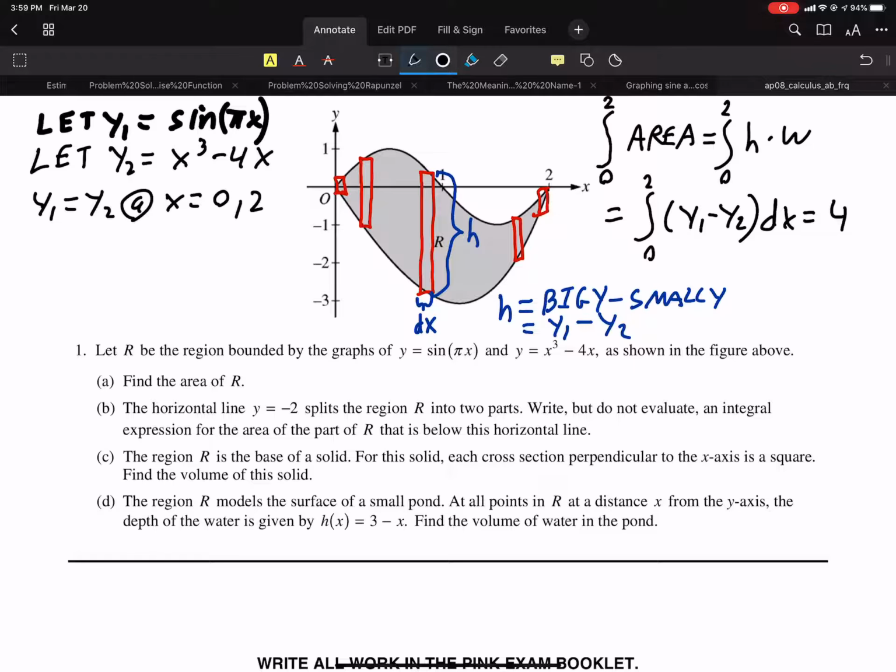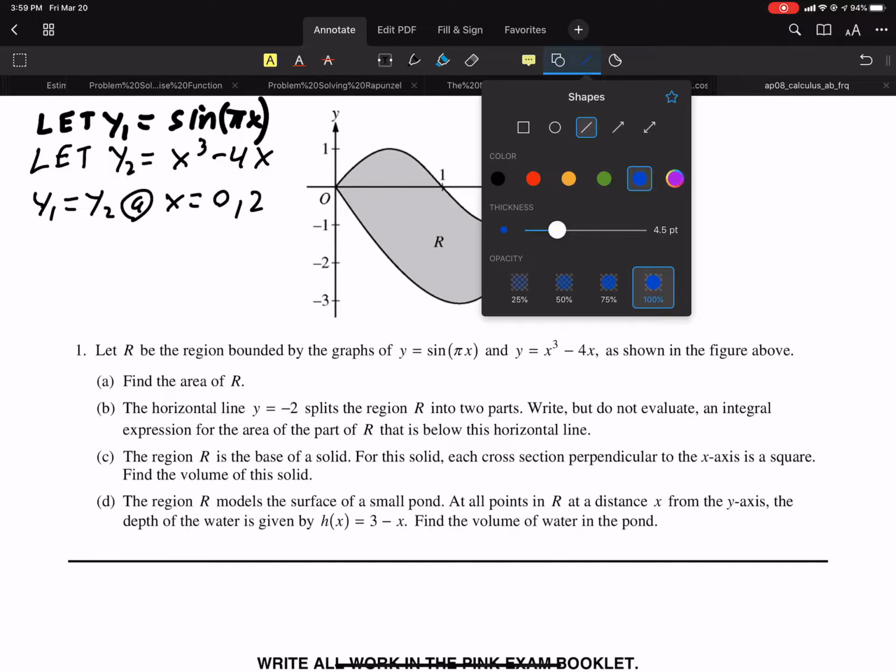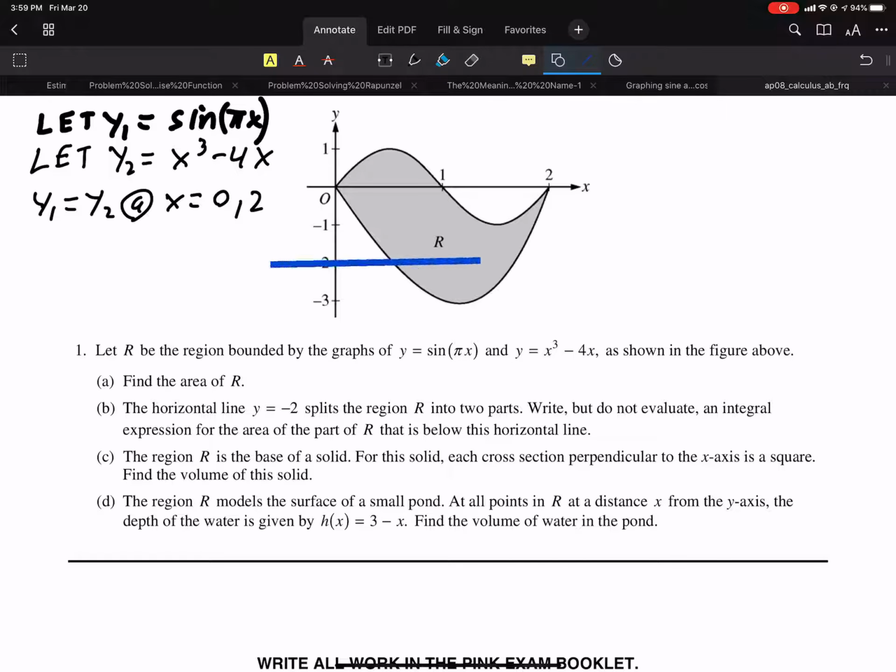All right, part B is going to get kind of different, but let me go ahead and erase all of this nonsense. Well, it's not nonsense, but all this work we did to look at part A. So we have a horizontal line, y equals -2. So I guess I should erase all this. All right. So y equals -2. I'll draw a line. Bam. There it is. So it splits region R into 2 parts.